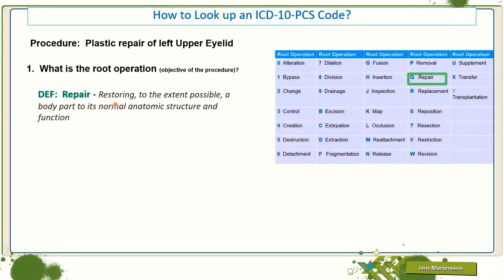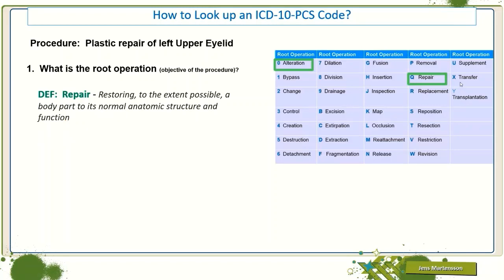Now let's look at the definition of a repair for PCS coding. The definition is restoring to the extent possible a body part to its normal anatomic structure and function. Coders, this is the objective of the repair root operation. And my question to you, is the objective of a plastic repair of a left upper eyelid to restore to the extent possible a body part to its normal anatomic structure and function?